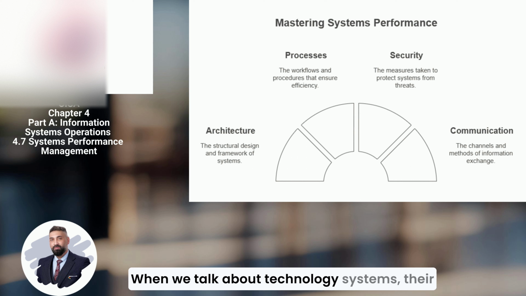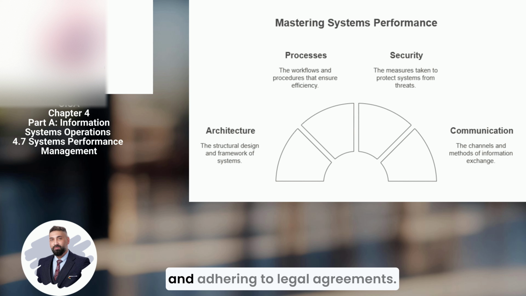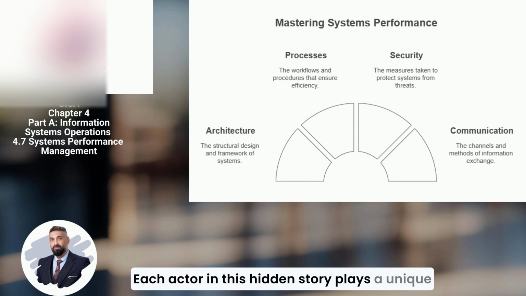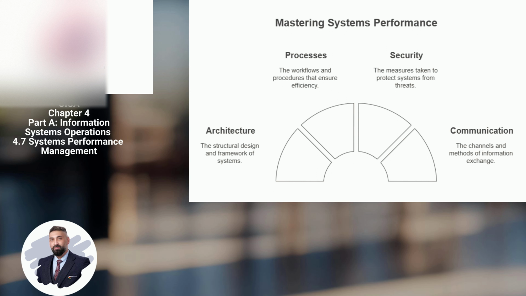When we talk about technology systems, their efficiency doesn't magically happen on its own. Behind the scenes, specific strategies and tools work tirelessly to ensure these systems function optimally. Imagine a backstage crew managing everything from maintenance routines to planning resources and adhering to legal agreements. Each actor in this hidden story plays a unique role, from software tools that keep systems healthy to management practices that ensure fair use of technology.